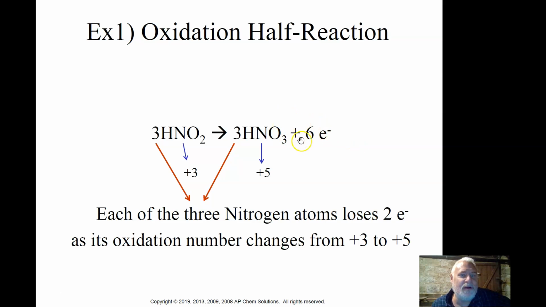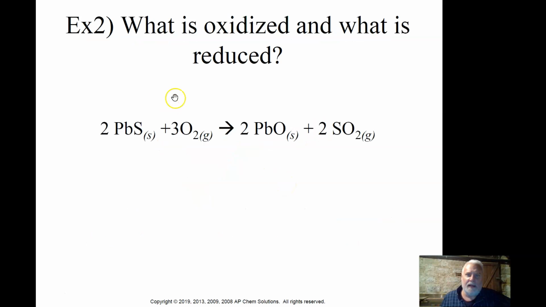Notice the electrons are written as a product in an oxidation reaction. You should be able to look at this reaction and go, that's oxidation, because you're losing electrons. They're being puked out as a product. Whoop, out come the electrons. Okay? All right. So what is oxidized? What's reduced? Left to right, assign the numbers, answer the question.